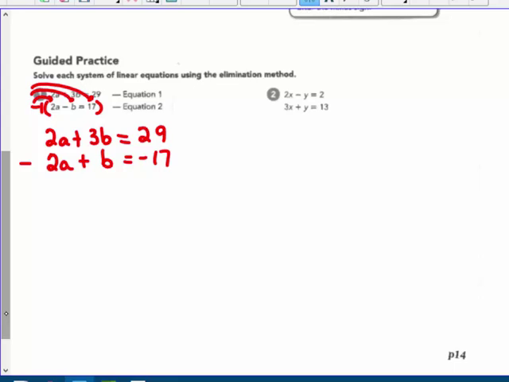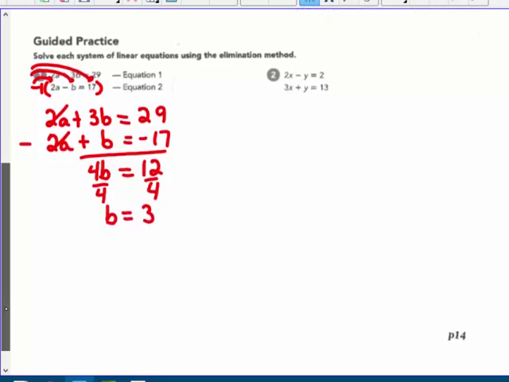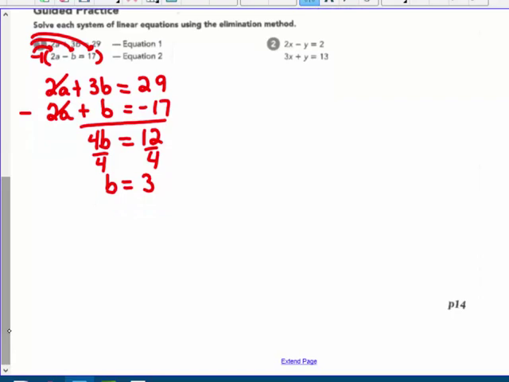Subtracting means add the opposite, right? So now they're their opposites. So 2a's take away 2a's. Oh, I've eliminated a. I've eliminated one of the variables. 3b's plus another b gives me 4b's. And 29 take away 17 is 12. Solving the equation, I get b equals 3. Well, I'm not done. I want to know what that a is. And yes, this could have been an x and a y instead of an a and a b, but we're solving for a and b here. So I know b is 3.